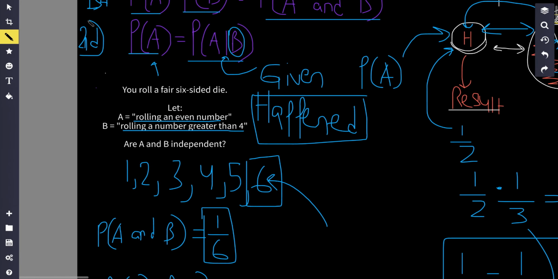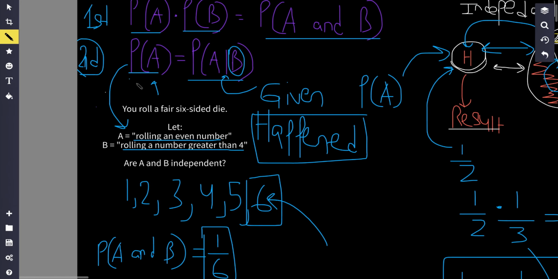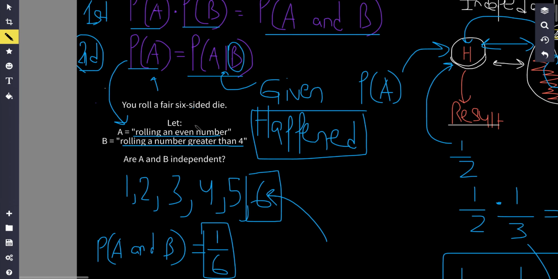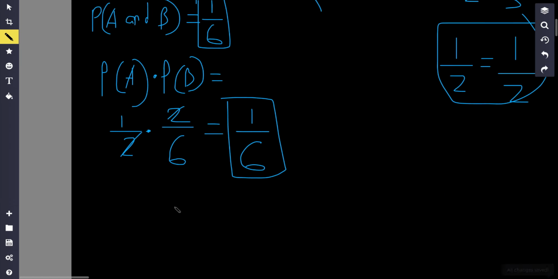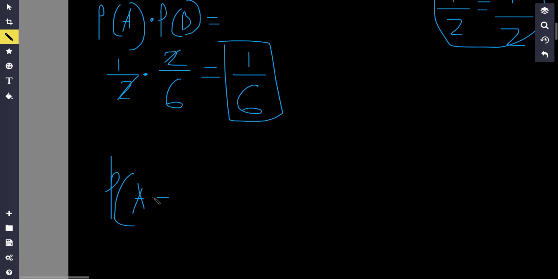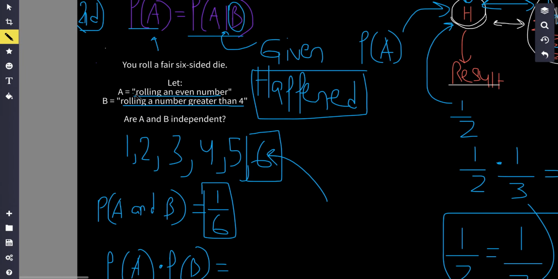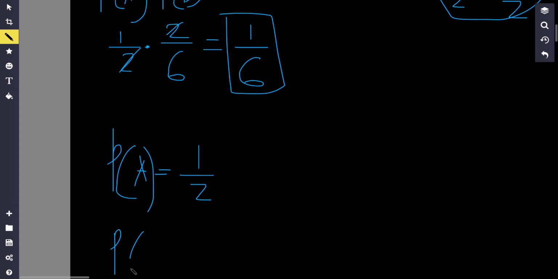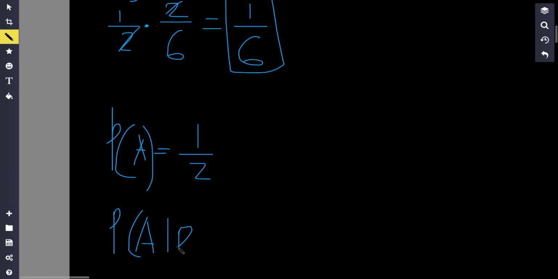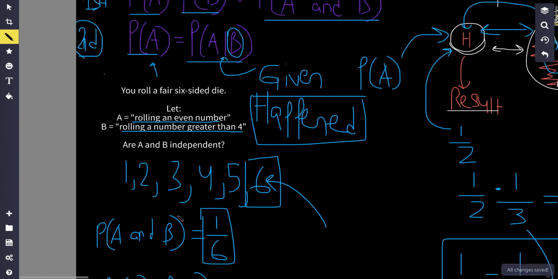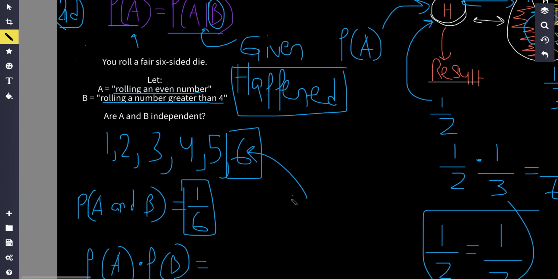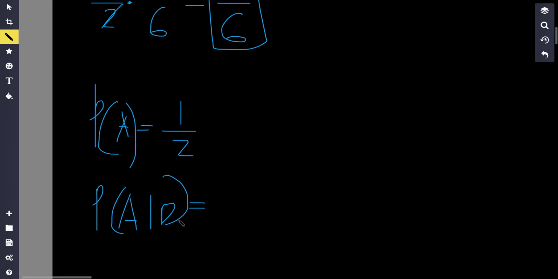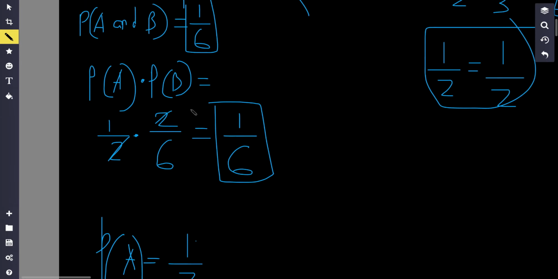And we can also use the second formula here to confirm this for our 6-sided die question, right? So the probability of A is going to be 1/2. We already established that because rolling an even number, we already said that's 1/2. Now, what's the probability of A given B? So let's say if I had a die and I already rolled a number that's greater than 4, what are the chances that I rolled an even number on the next turn? Well, that's also going to be 1/2. Think about it, right?